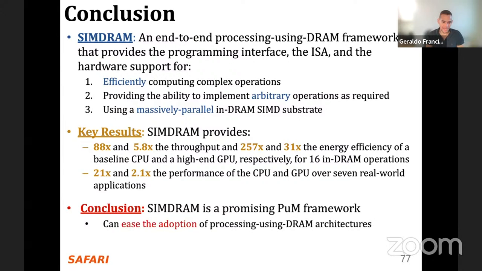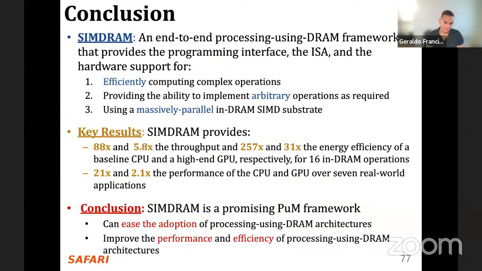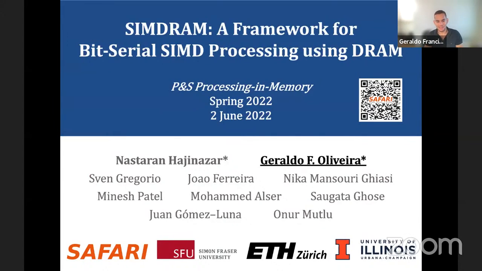So we hope and we believe that SIMDRAM is a promising processing using memory framework that can ease the adoption of processing using DRAM architectures and substrate, leading to the future, and also can improve the performance and energy efficiency of other processing using DRAM architectures in general. Again, thanks a lot for listening. And if you want to check our paper, you can scan the QR code on this screen.